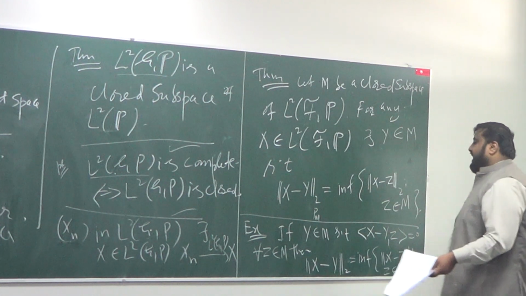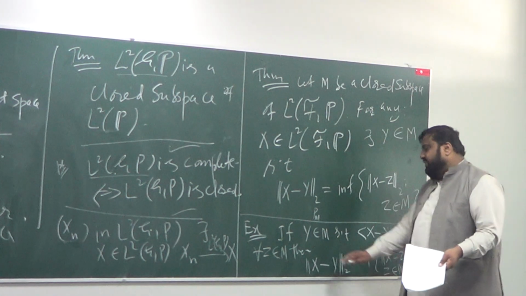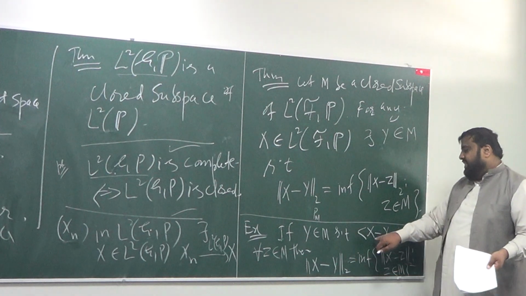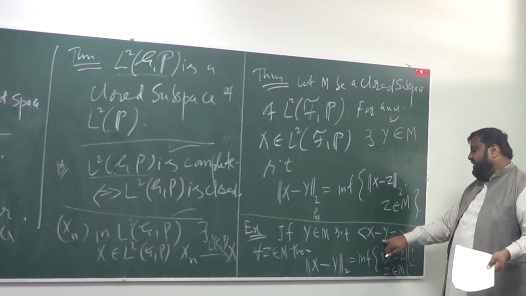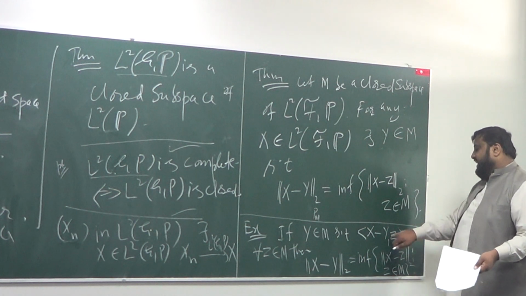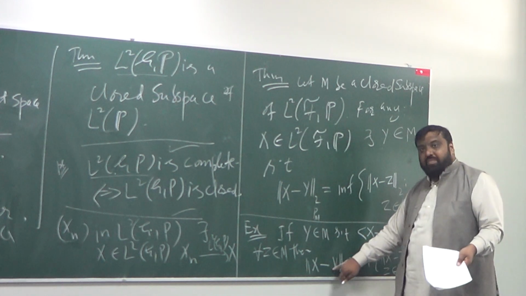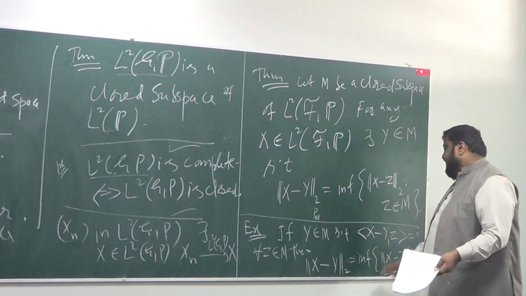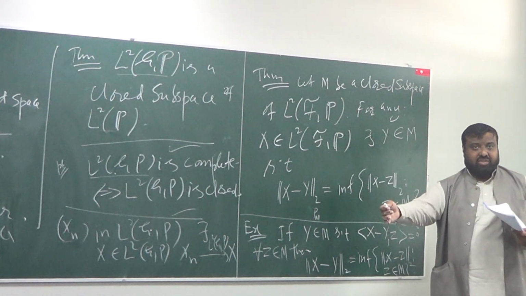And this second exercise, or maybe the result, is telling you that if you take a y from M, under the same assumption, such that x minus y is orthogonal to z, then this y is basically that minimum point, such that x minus y is the infimum of the distance between the point x and the set M.